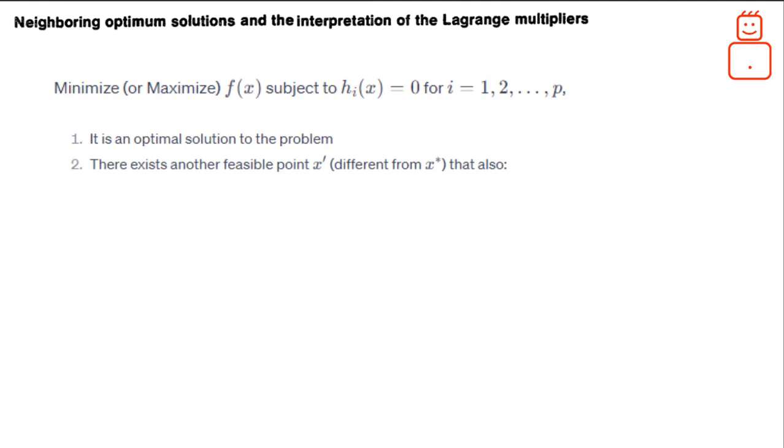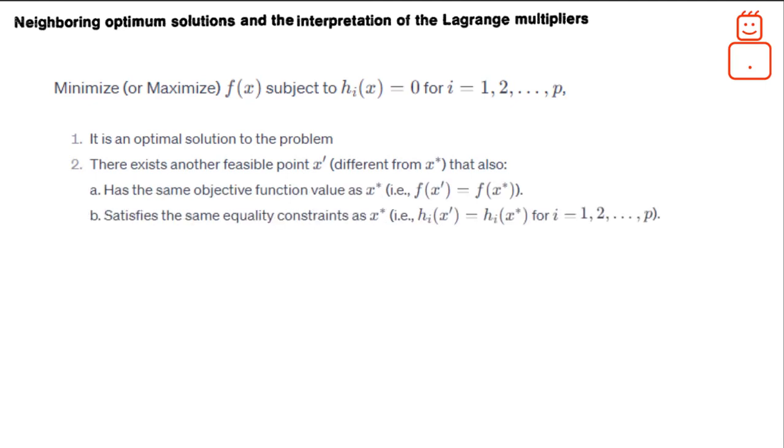2. There exists another feasible point x hat different from x star that also has the same objective function value, satisfies the same equality constraints as x star. And finally, the Lagrange multipliers associated with the constraints at x star are non-zero, indicating active constraints. Under these conditions, neighboring optimal solutions exist. This implies that there are multiple feasible points that achieve the same optimal objective function value, satisfy the equality constraints, and have non-zero Lagrange multipliers, allowing for neighboring points that are also optimal.